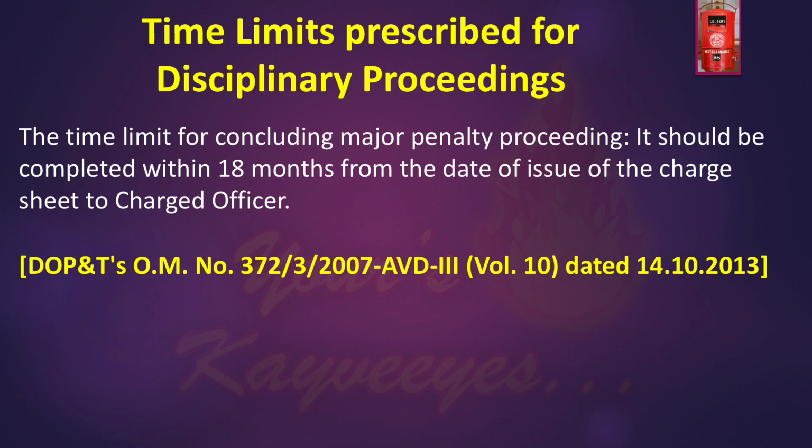And in a nutshell, the DOPT has categorically stated via its OM dated 14/10/2013 that the time limit for concluding major penalty proceeding should be 18 months from the date of issue of the charge sheet to the charged officer. Anyhow, any disciplinary case under Rule 14 should be completed within 18 months.